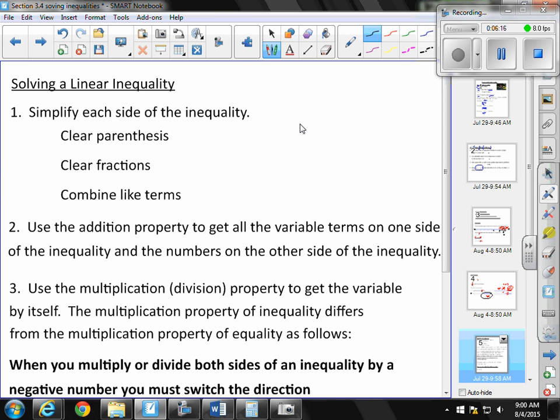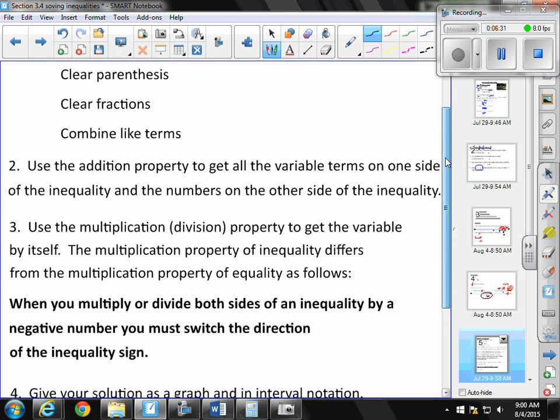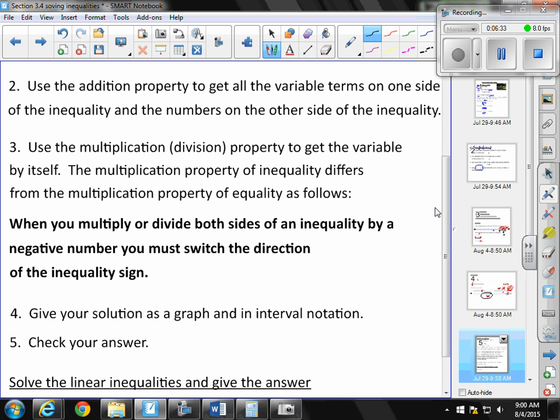Now we're going to actually solve some linear inequalities. We're going to use essentially the same steps that we did when we were solving equations. Simplify each side of the inequality by clearing parentheses, fractions, and combining like terms. Then we use the addition property to get all the variable terms on one side of the inequality and the numbers on the other side of the inequality. And step 3, we're going to use the multiplication property to get the variable by itself.